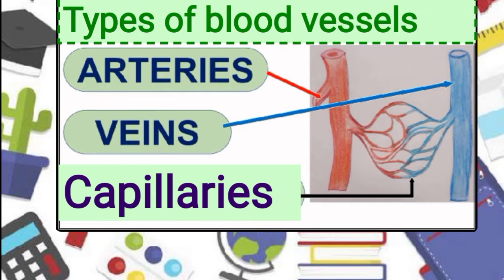And capillaries are the smallest blood vessels. Many capillaries reunite to form veins, and these capillaries help in the exchange of gases, water, and nutrients between the blood and the tissues. And arteries are mostly red in color, and veins are mostly blue in color.